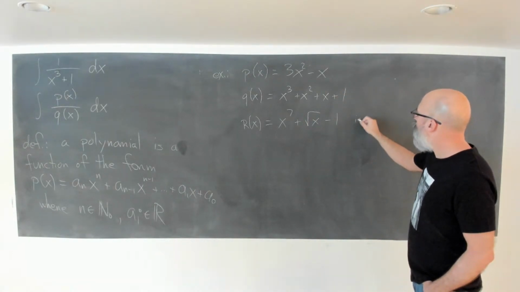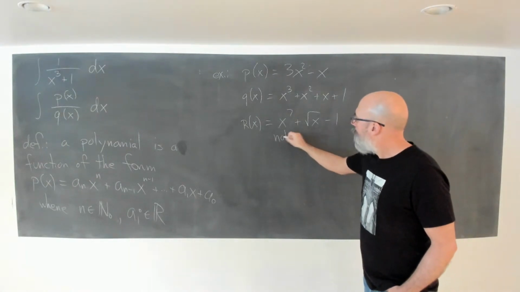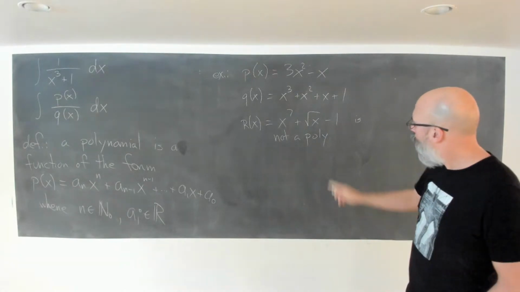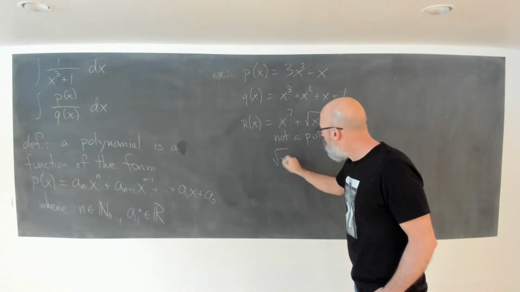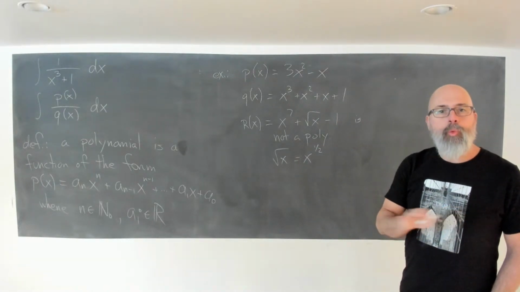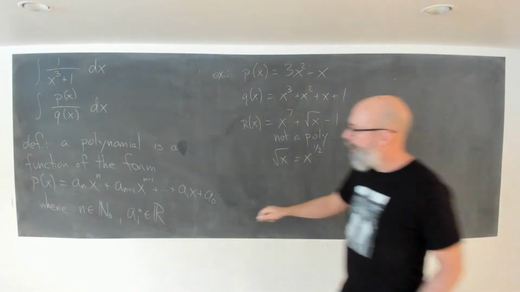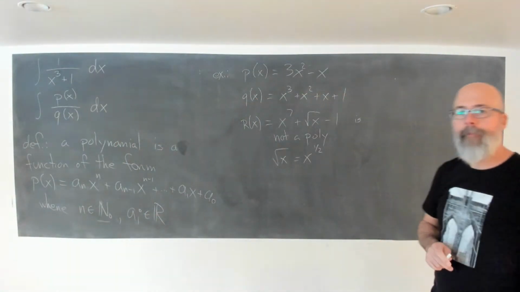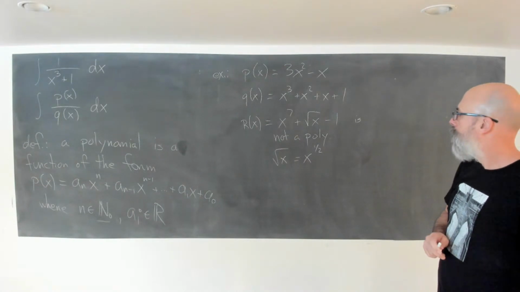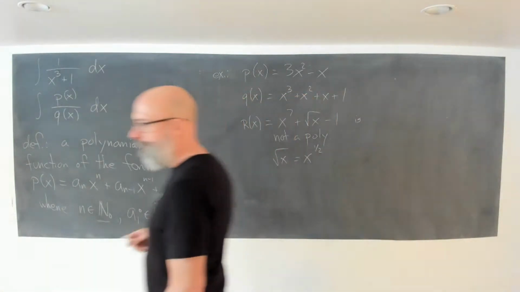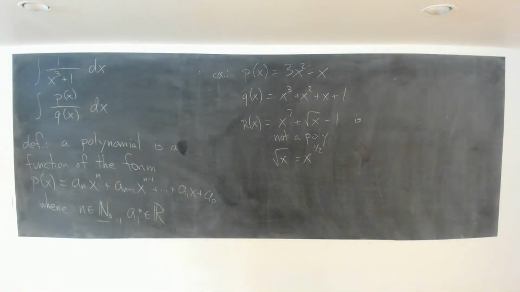This thing is not a polynomial, right? Because square root of x, or x to the 1/2, is a fractional power. We don't want that. We want whole powers here. So no fractional powers. Let's continue on.